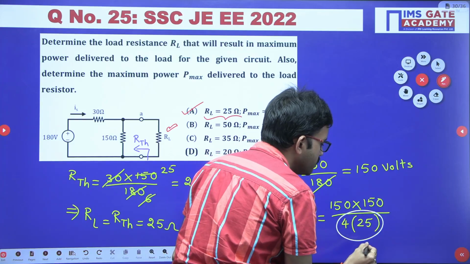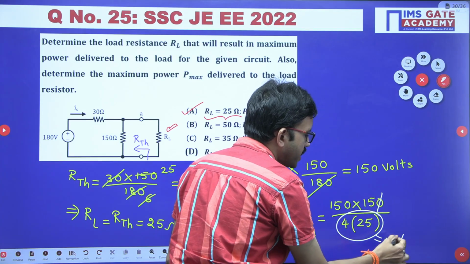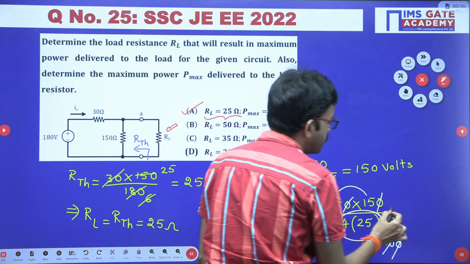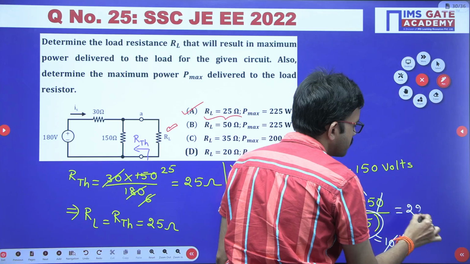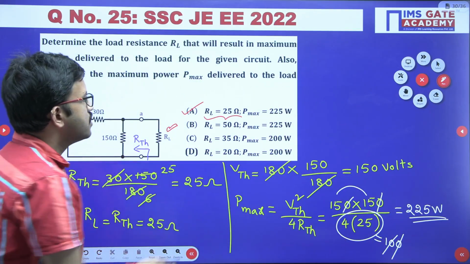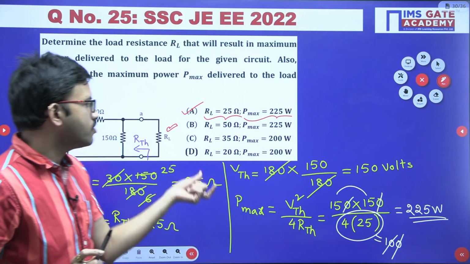425, sir, 100. So here the 10 will get cancelled, another 0 will get cancelled. That time you are getting 15 into 15, that is nothing but 225 units, sir, watts. Okay, so in this way we can calculate. Suppose if two choices are satisfying, then in that case we have to use the standard formula.